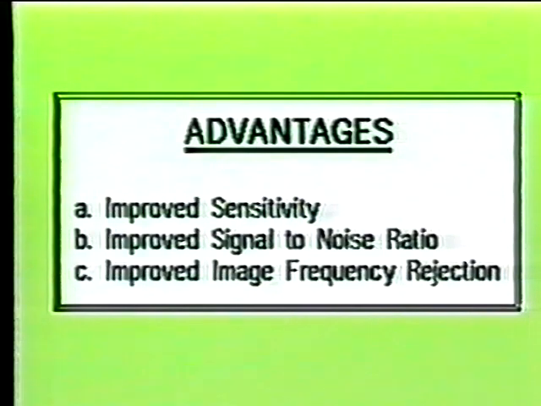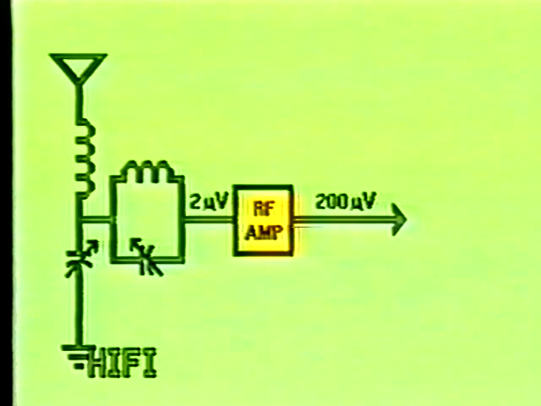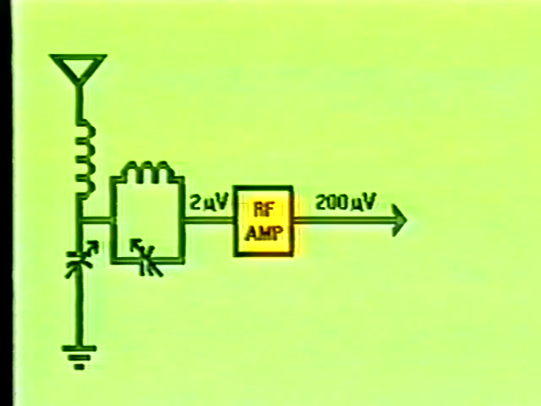The key advantages to using the RF amplifier stage include better sensitivity, improved signal-to-noise characteristics, and improved image frequency rejection. Since the RF amplifier stage will boost the incoming signal by 100 times or more, it is able to pick up the much weaker signals, like those being produced from distant stations.